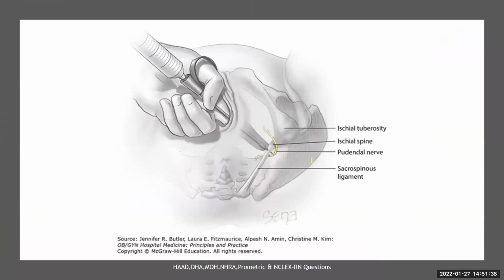Next question. What is this procedure? Look at the picture and tell me what this procedure is. What is this indicating? This is the pudendal nerve, the yellow one. The healthcare provider is giving an injection to the pudendal nerve. What is this called? Pudendal block.